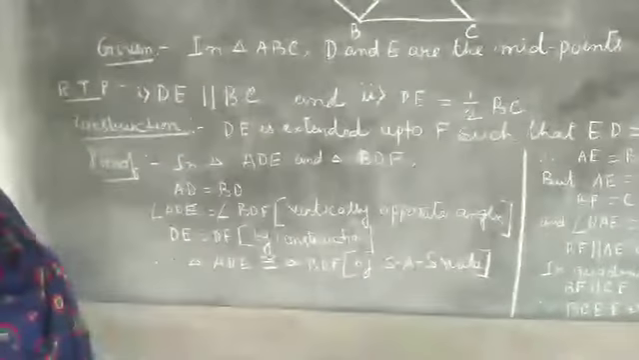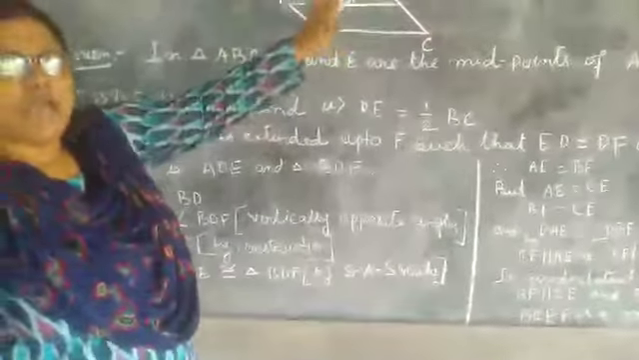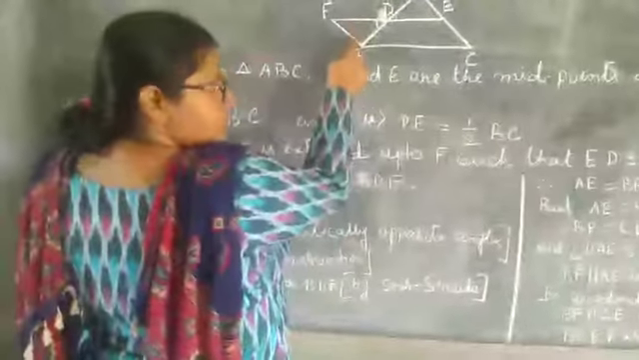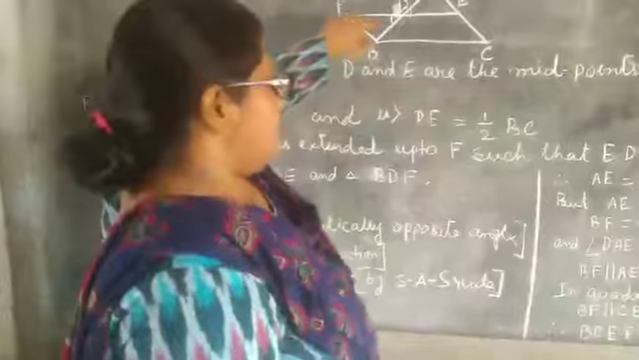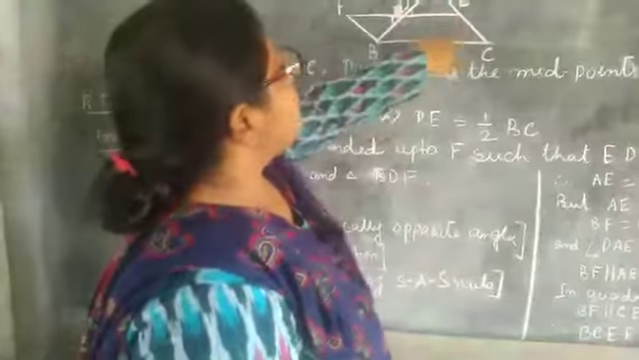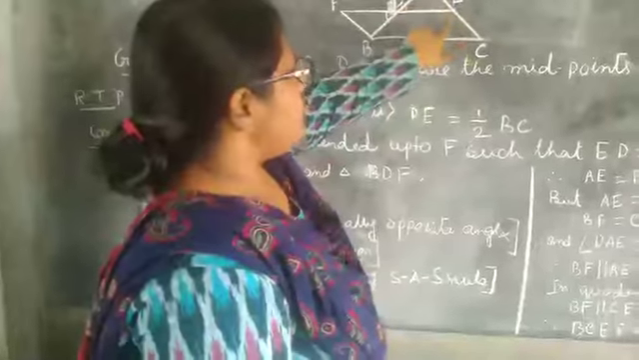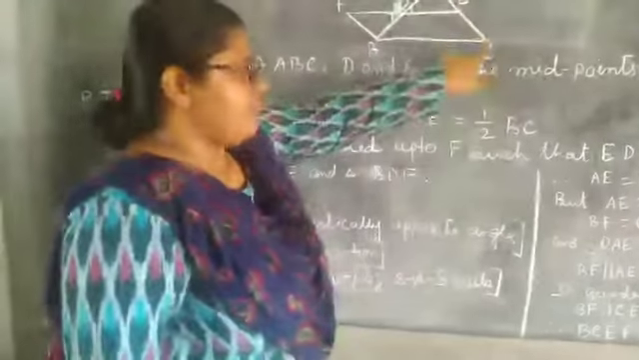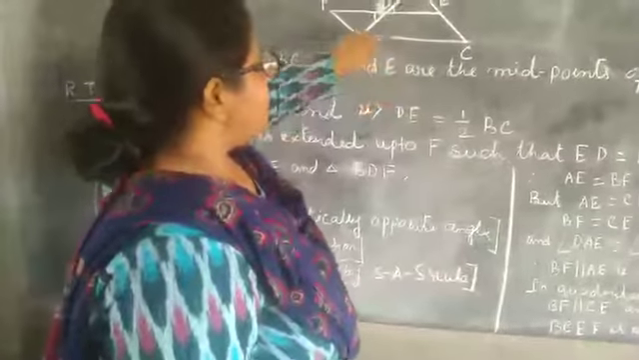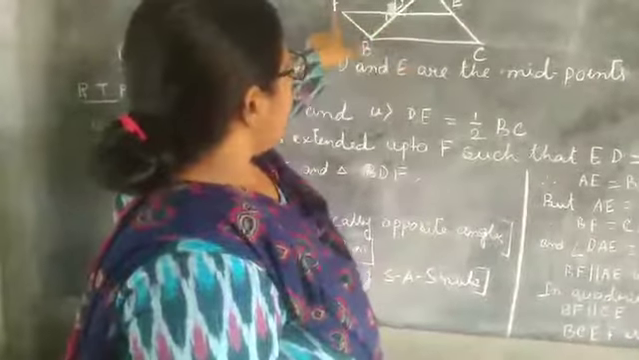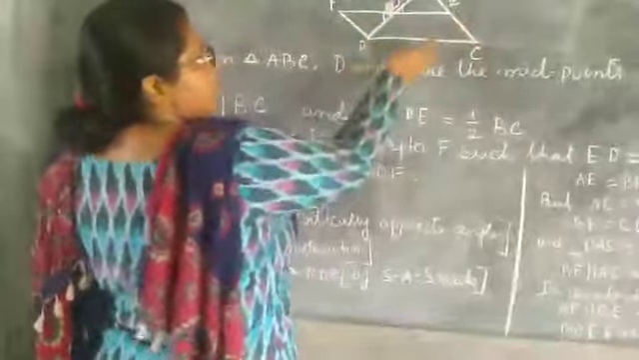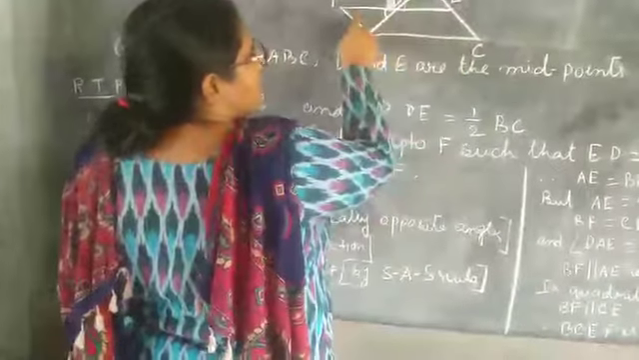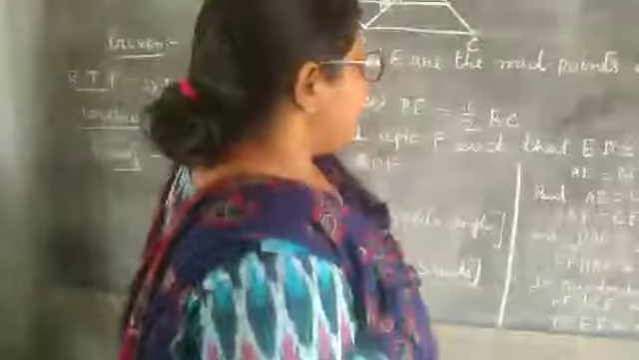Now if these two triangles are congruent, then obviously their corresponding parts are also equal. So we can write AE is equal to BF, but already we know that AE is equal to CE, because E is the midpoint of AC. So BF is equal to CE.